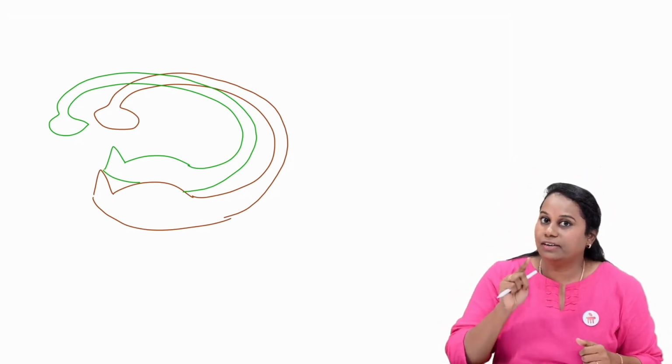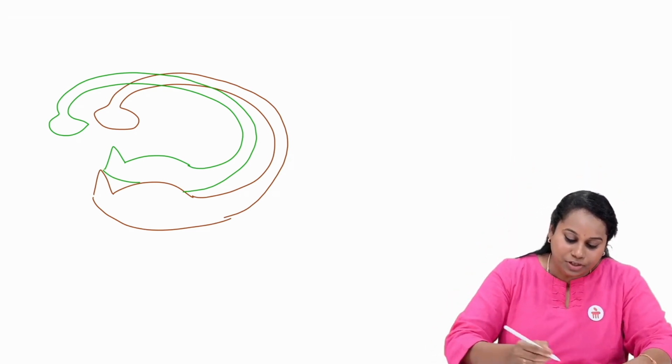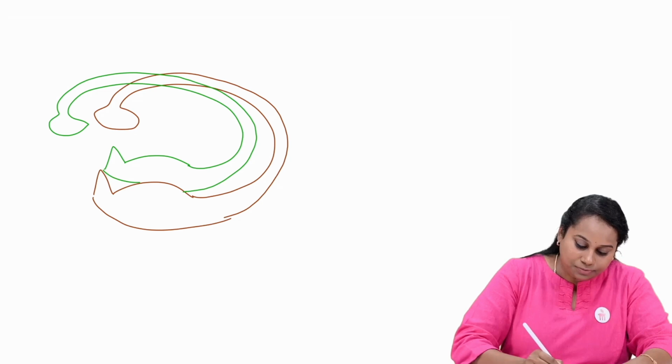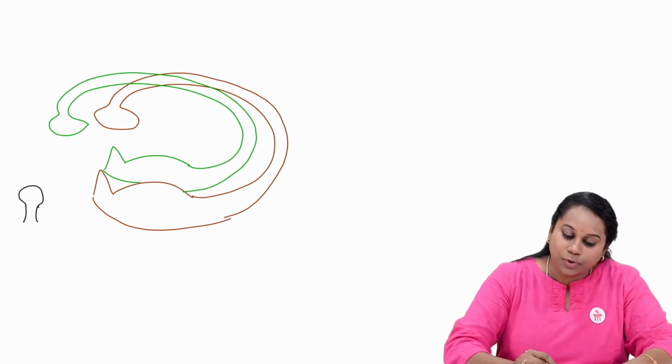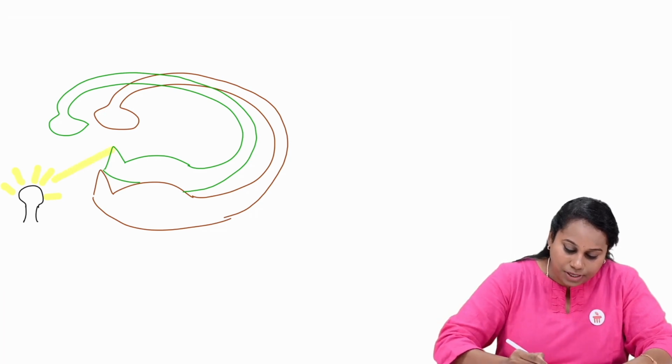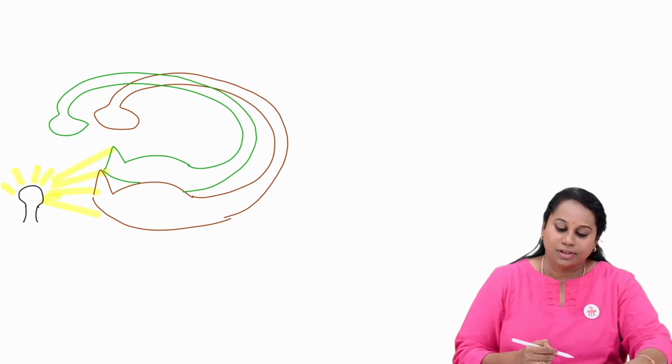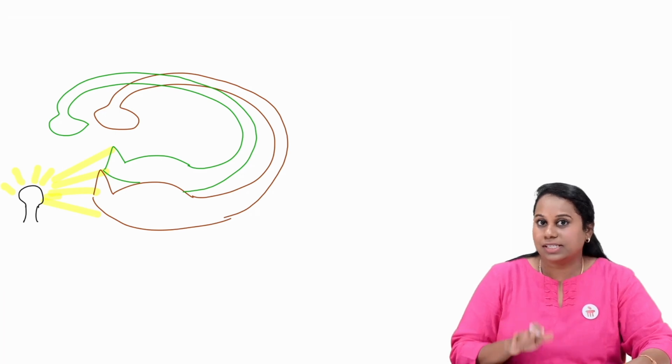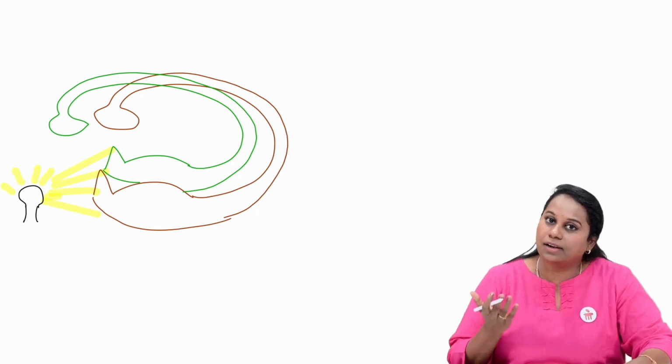On top of the head, we'll draw a bulb. From this bulb, you have light rays coming up, and let's throw the light on the heads of the seahorses. All this is happening under the sea. It's a seahorse, so it happens under the sea.